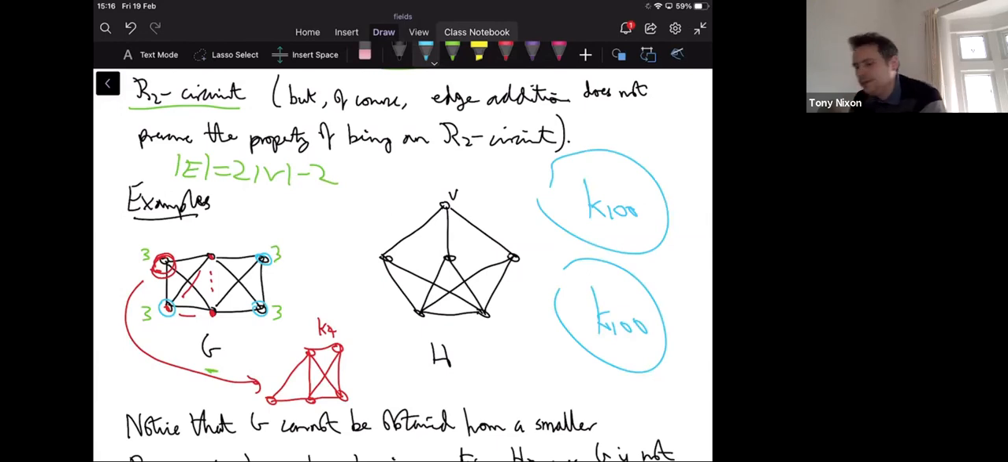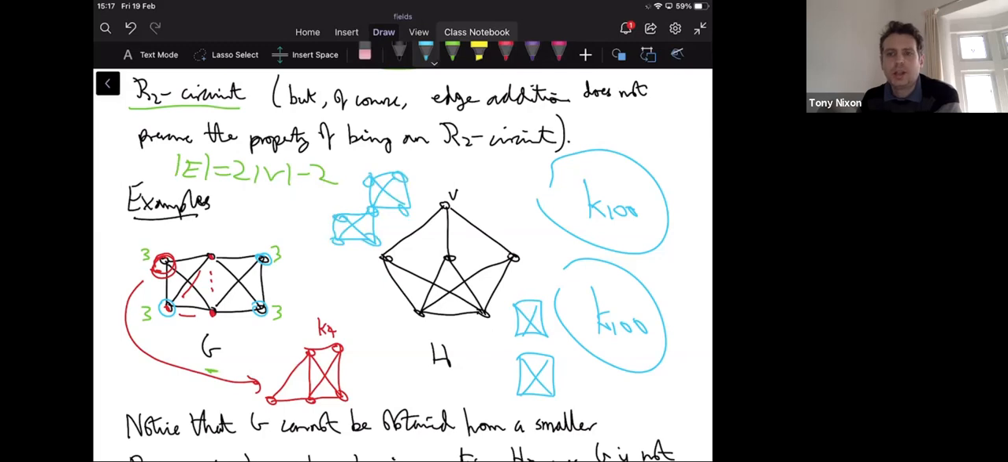But K4 is already a circuit. So in fact, if you replace the K100 with just this graph on two K4s, every edge is in a circuit because both K4s are circuits, but it's not rigid. And you could do the same example if you have them share a single vertex. So you have to be a bit more careful than just saying every edge is in a circuit.